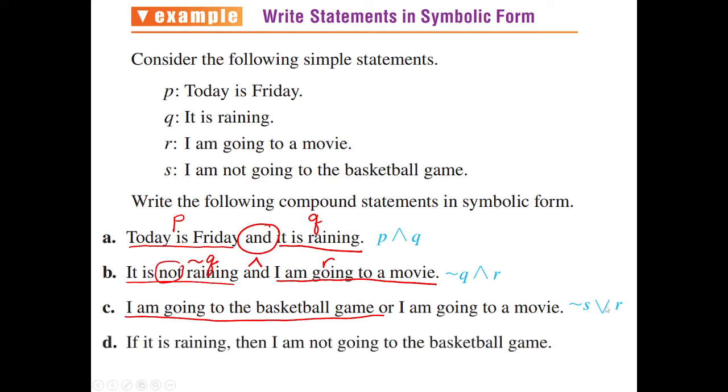Okay? Now, if it is raining, so take note, I am now using the word if. Then I am not going to the basketball game. So it is raining is Q, implies I am not going to the basketball game. That's S. Q implies S. So this is how we translate statements into symbolic form. Okay?